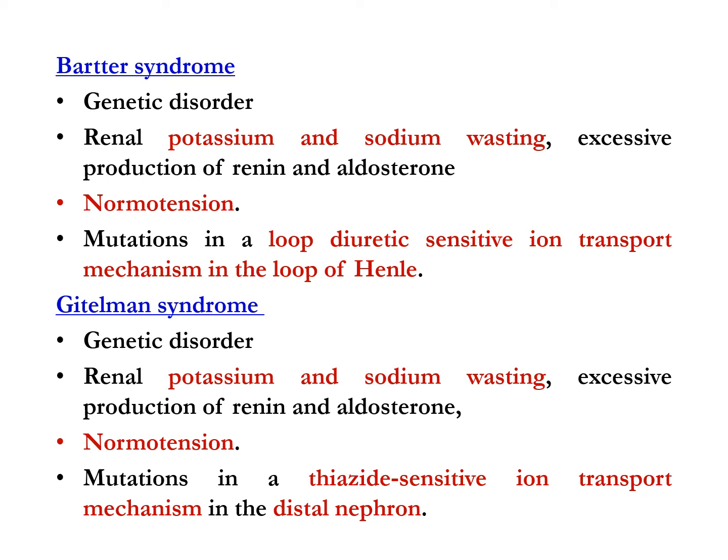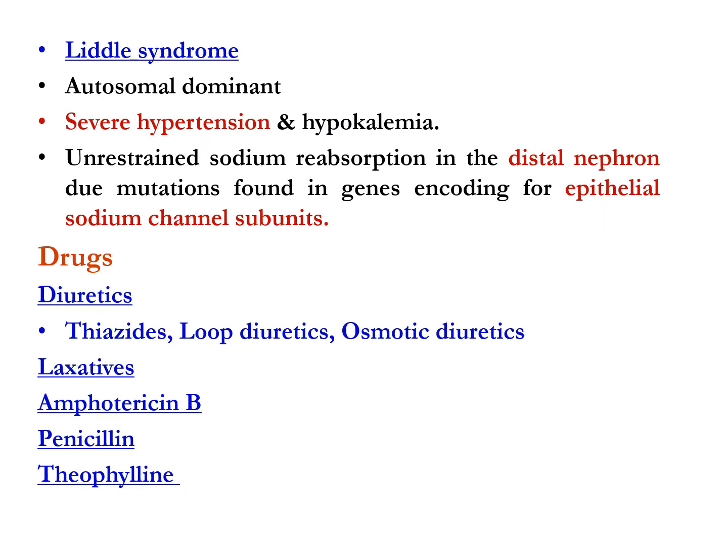There are also rare genetic causes of hypokalemia, including Bartter syndrome, which is a genetic disorder characterized by potassium and sodium wasting, and the patient is normotensive. Gitelman syndrome is also a genetic disorder characterized by potassium and sodium wasting, and the patient also is normotensive. Liddle syndrome is an autosomal dominant disease. The patient is characterized by severe hypertension and hypokalemia due to unrestrained sodium reabsorption in the distal nephron, due to a mutation found in the gene encoding for the epithelial sodium channel subunit.